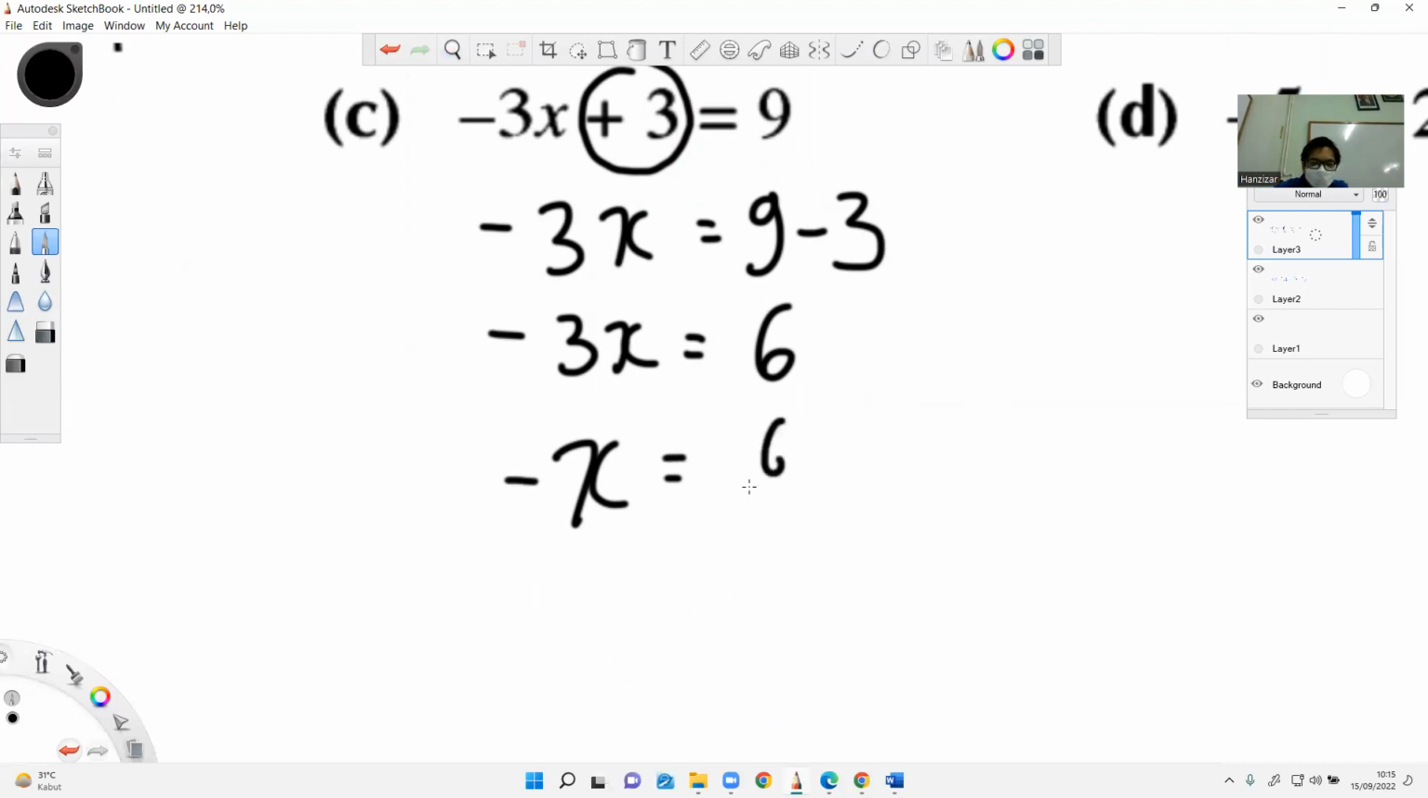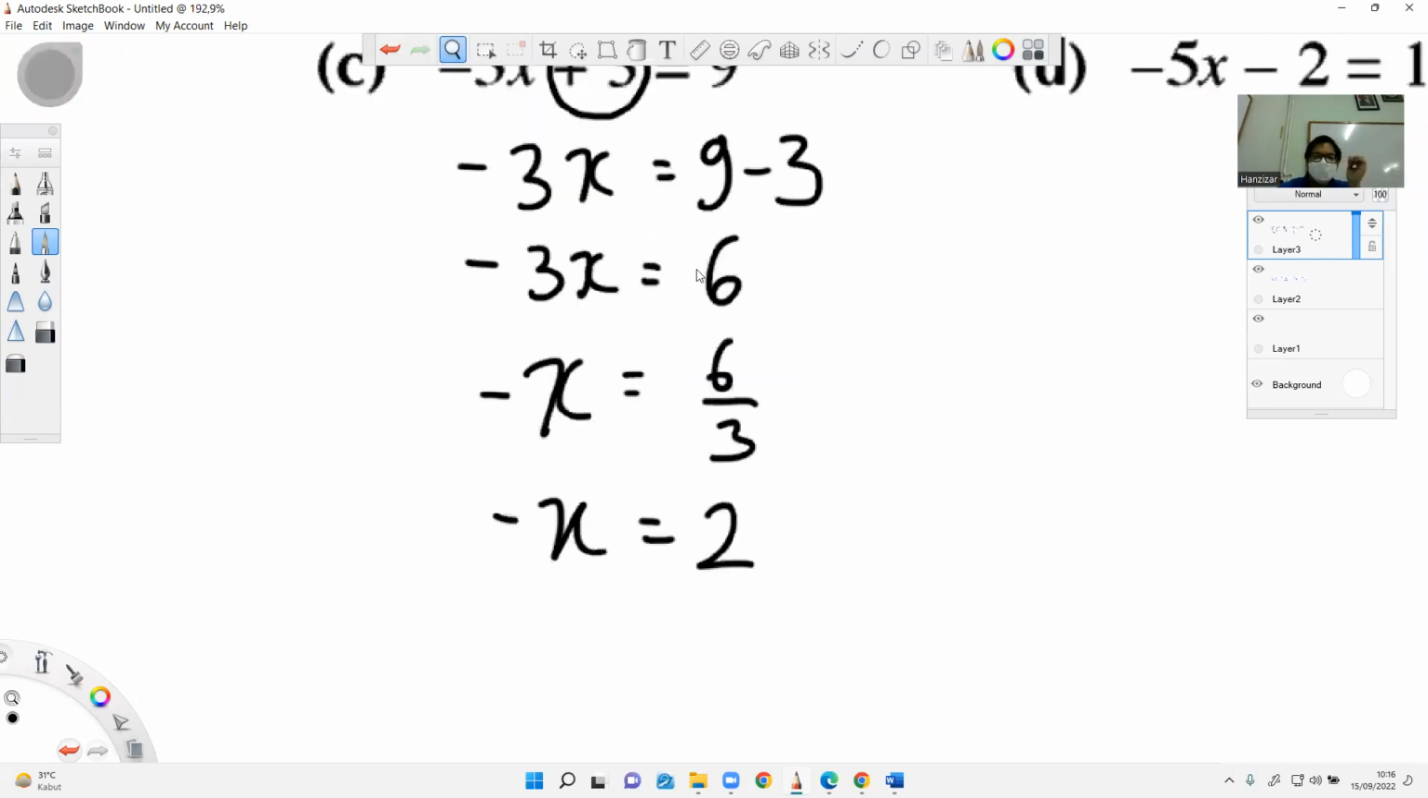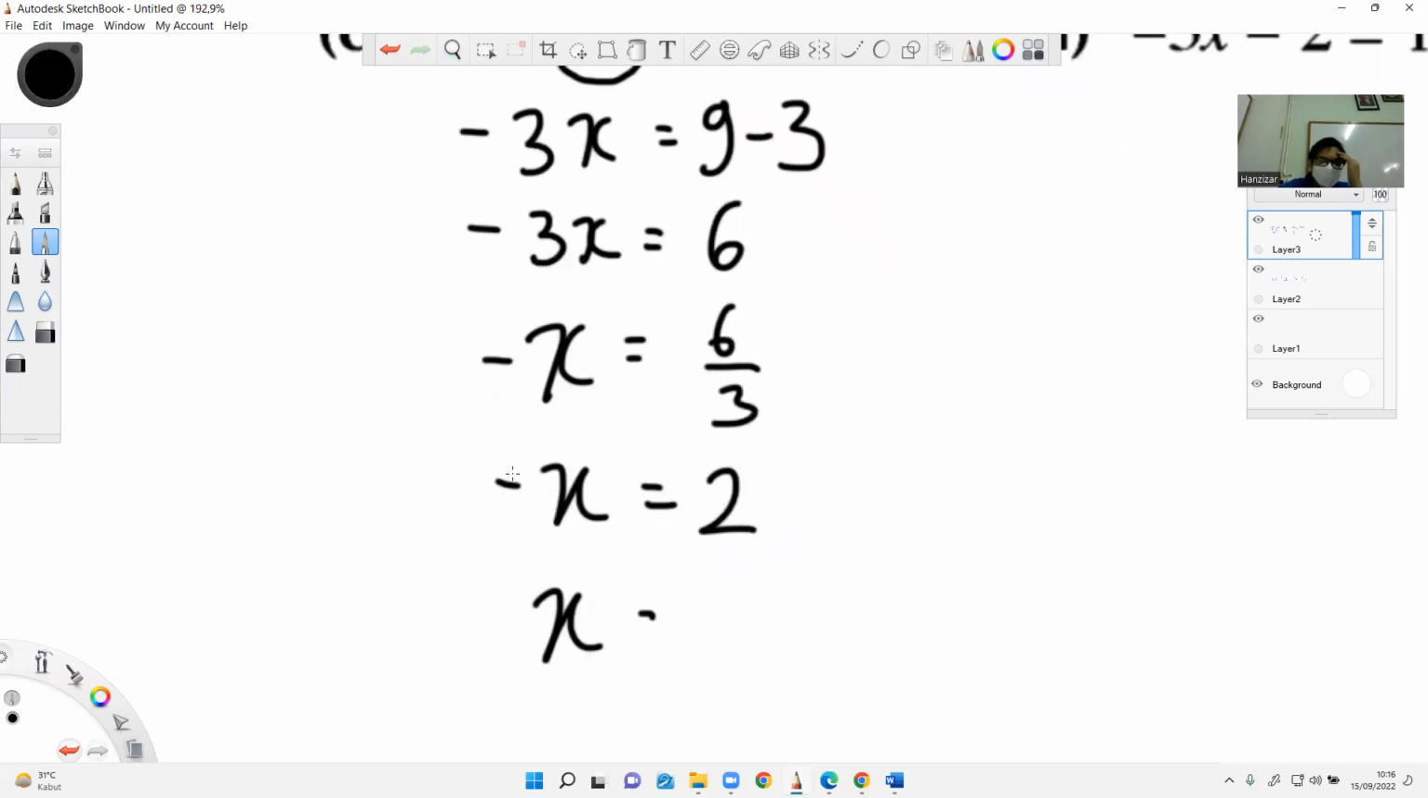Negative x equals 6 over 3, right? You just move the 3 to the right side. Negative x equals 2. But this is still not the answer. The answer is asking you for x. Change the sign on the right side. Get it, guys? Any questions so far? No? For sure? Yes? Which one?